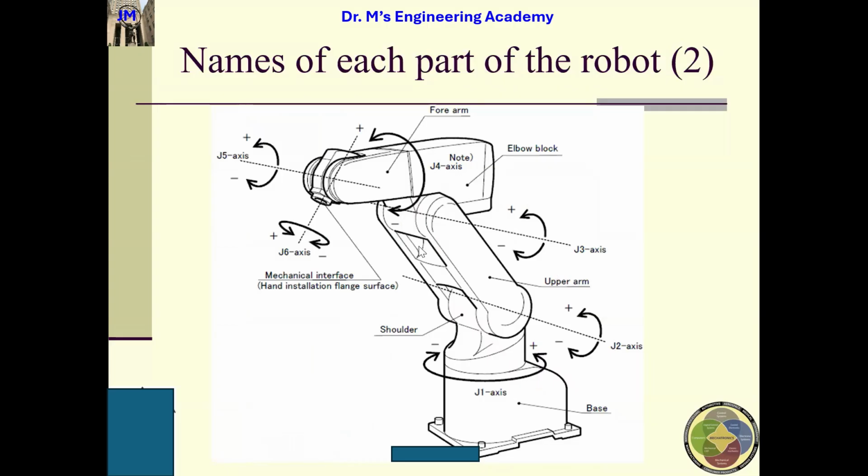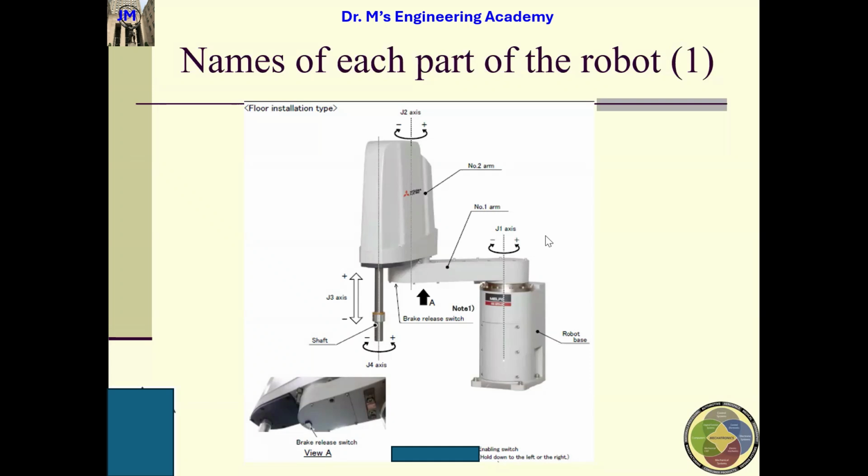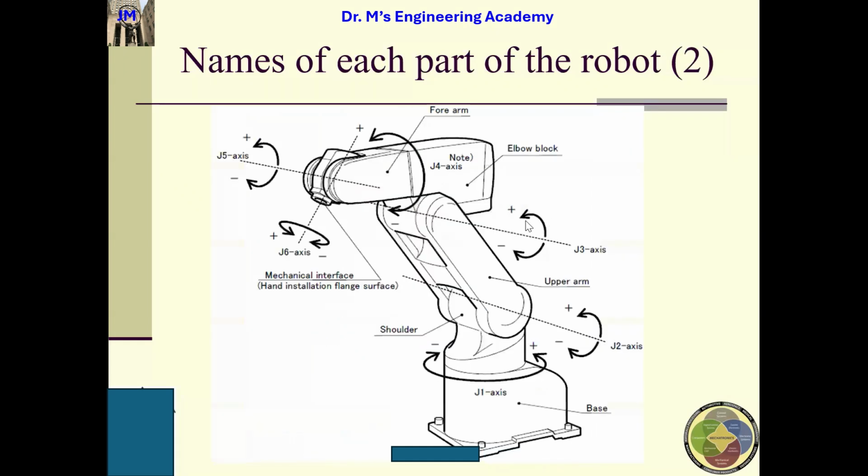So here, this is J1. This is an RH robot, so horizontal. This is vertical. You can see the J1. We call the base the waist, and this is the shoulder. J2 is the shoulder, and J3 is called the elbow, and J4 is the elbow block. This is the forearm here, and then J5 and J6. So this one has 6 axes. Our vertical one only has 5 axes.